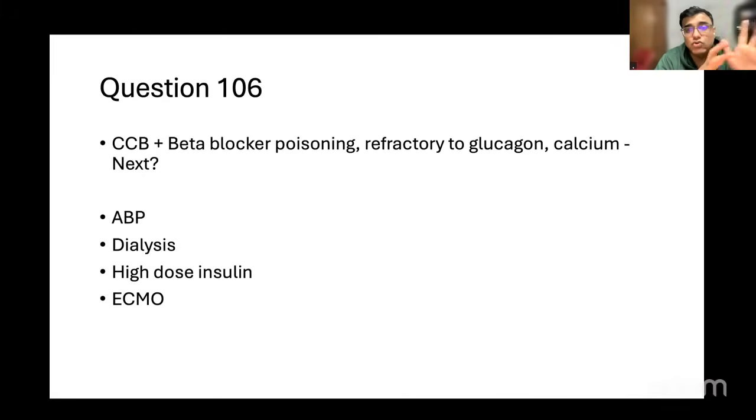Because of all these calcium channel blockers and beta blockers, your heart is having issues, right? It is not contracting well. So high dose insulin actually sensitizes the myocardium. Okay, it improves the contractility. If that also doesn't work, then you go for lipid emulsion or ECMO. So the first step is to give high dose insulin therapy. Okay, the first approach is high dose insulin therapy.